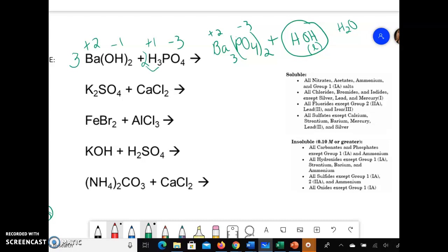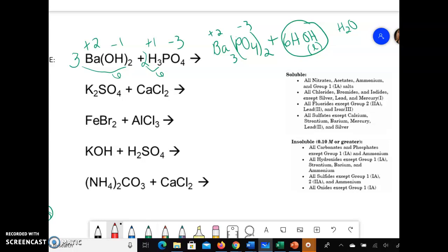So 2 times 3 is 6 hydrogens here, and we have 3 times 2 is 6 OHs, and so we need a 6 for the water so that we have 6 hydrogens and 6 OHs. And a trick for water is if you save the H and OH for last, you should have matching numbers of H and OH on the left. So you notice how they're both 6, and that's the number that water gets. And we'll do another one with water in a few minutes. One of the ones at the bottom is like that.